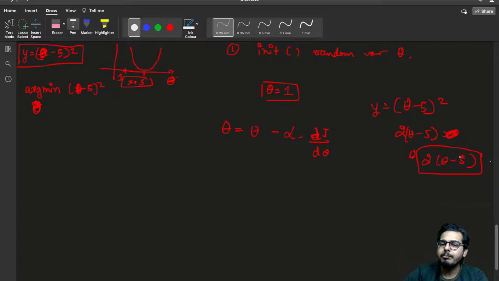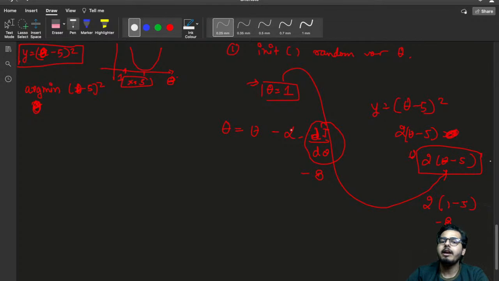Now you simply need to put the value of theta. So what is the theta value right now? Theta value is 1, right? So you will put the value of 1 over here, and it will be 2 times 1 minus 5, which is 2 minus 5, which is minus 3... so the value of del j over del theta becomes minus 8.